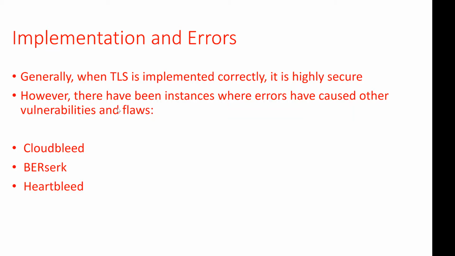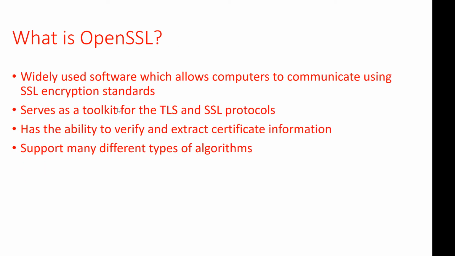Now, generally speaking, when TLS is implemented correctly, it's very secure. Otherwise, it wouldn't be the industry standard. But there have been times where errors have occurred, and this has caused other vulnerabilities and flaws. Examples of this are Cloudbleed, where unauthorized third parties were allowed to read data and program memory running on servers. Another example is the Berserk attack, where man-in-the-middle attacks were allowed because of incomplete decoding of public key signatures. And of course, there's Heartbleed, where OpenSSL was vulnerable because private keys from servers were able to get stolen by attackers. So that brings up the next question.